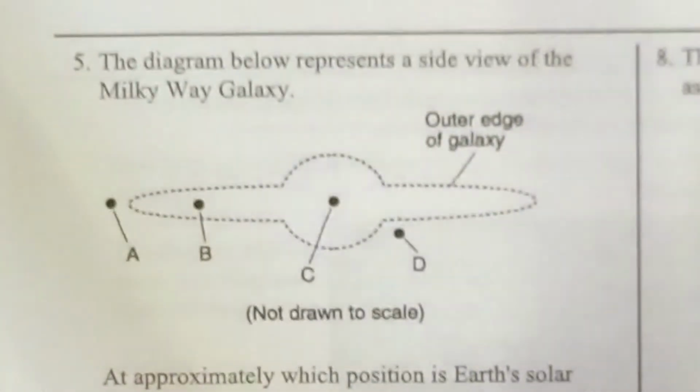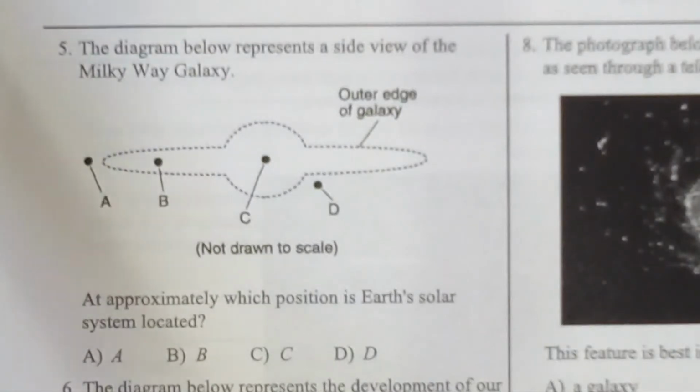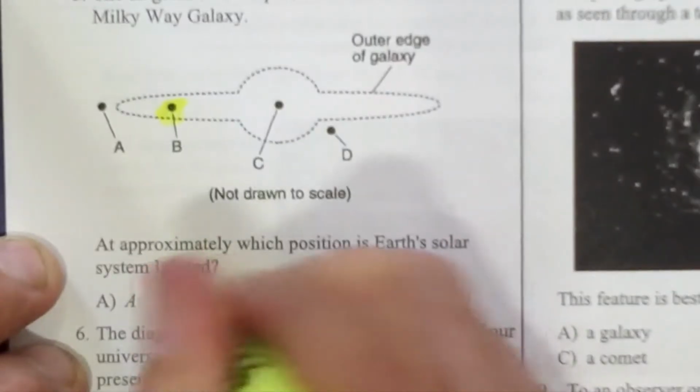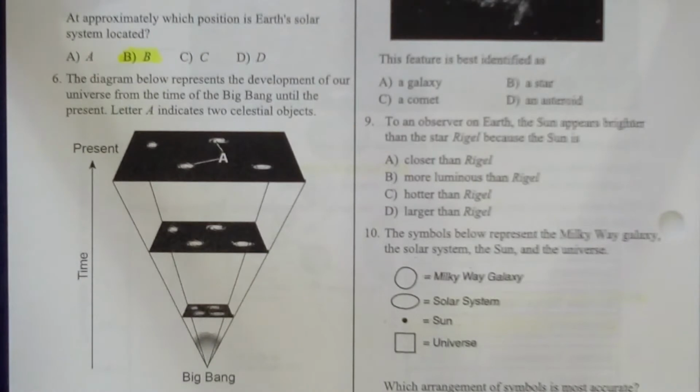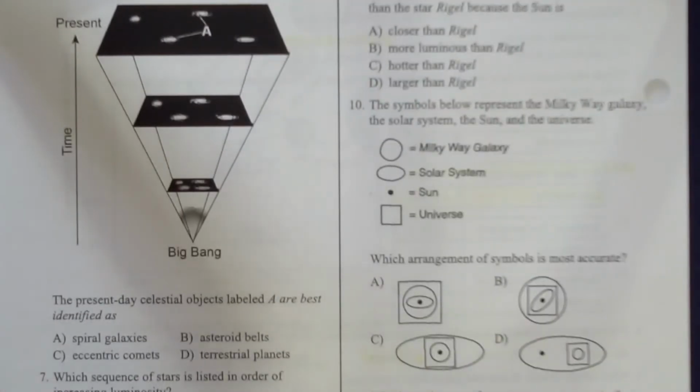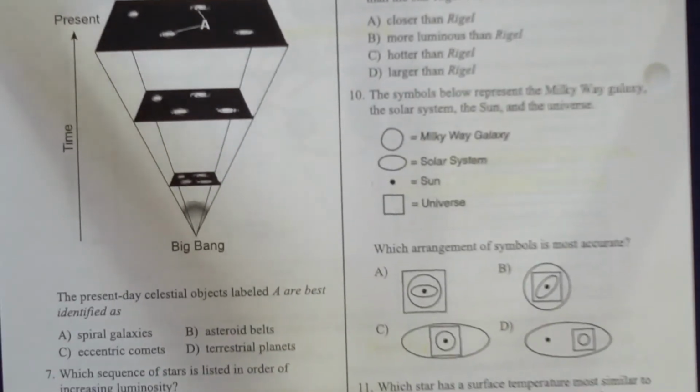The diagram below represents a side view of the Milky Way galaxy. At approximately which position is Earth's solar system located? The diagram below represents the development of our universe from the time of the Big Bang until the present. Letter A indicates two celestial objects. The present-day celestial objects labeled A are best identified as.